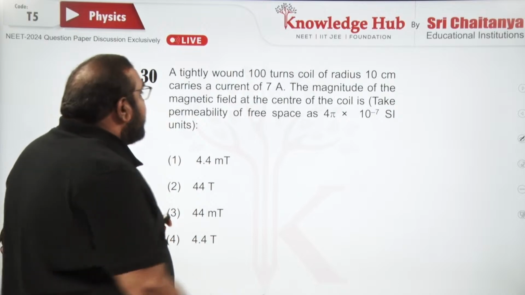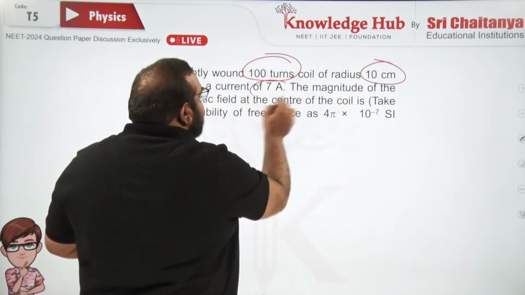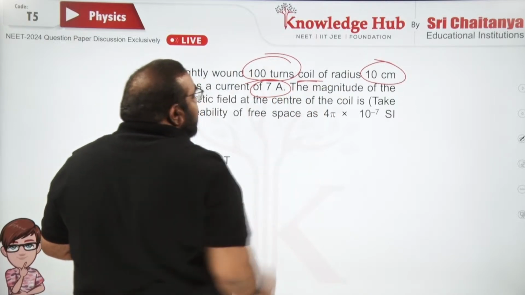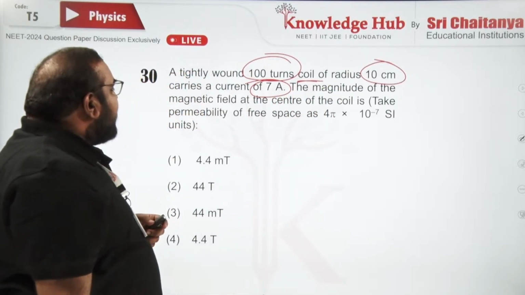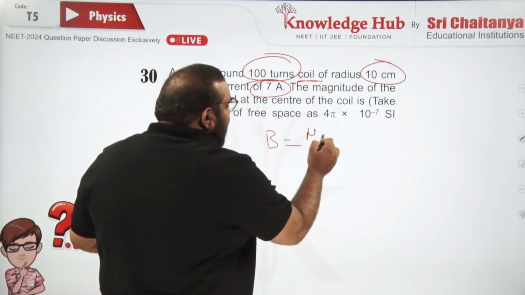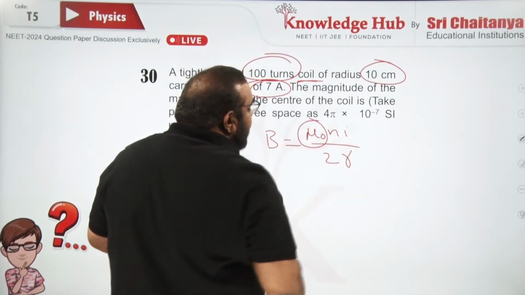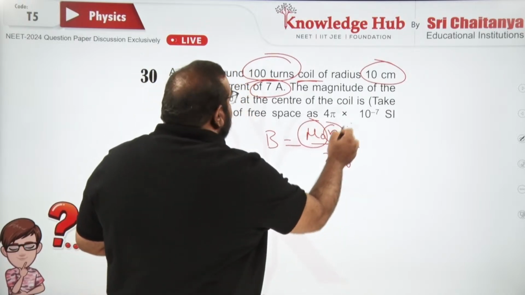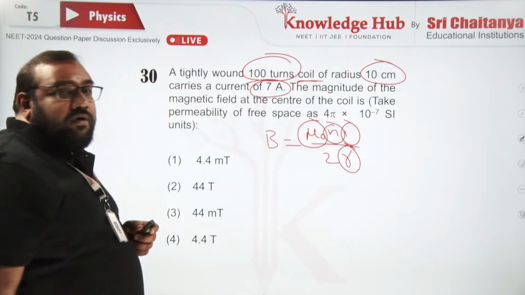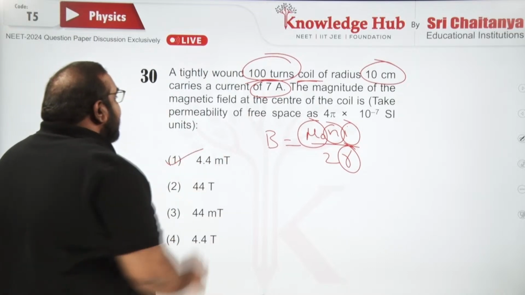A tightly wound 100 turns coil of radius 10 centimeter carries a current 7 ampere. Coil, remember, okay? Circular coil. The magnitude of the magnetic field at the center of the coil. What is the formula we know? That is mu naught N i upon 2R. If you substitute the values, mu naught 4 pi into 10 power minus 7, 100 turns, current 7 amperes, and radius 10 centimeter, so 10 into 10 power minus 2 meters. By substituting the values, we will get 4.4 millitesla.